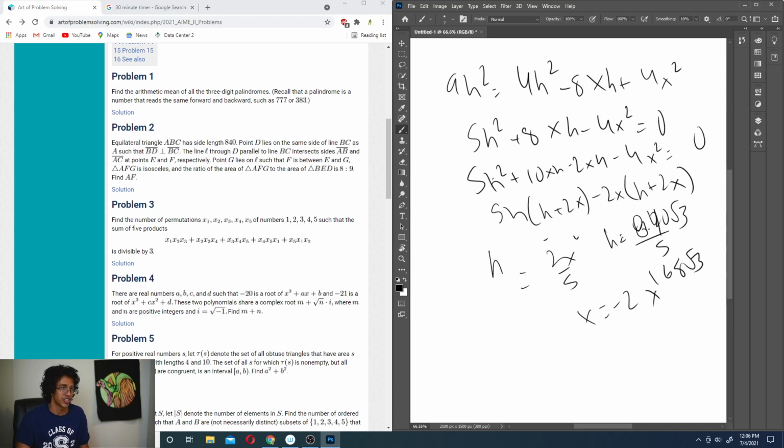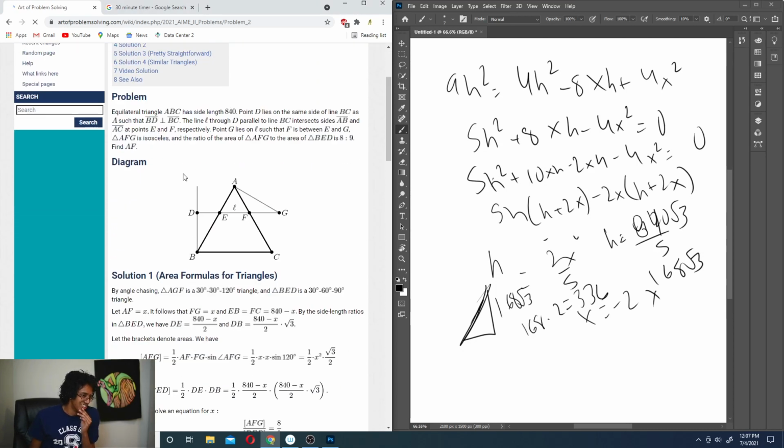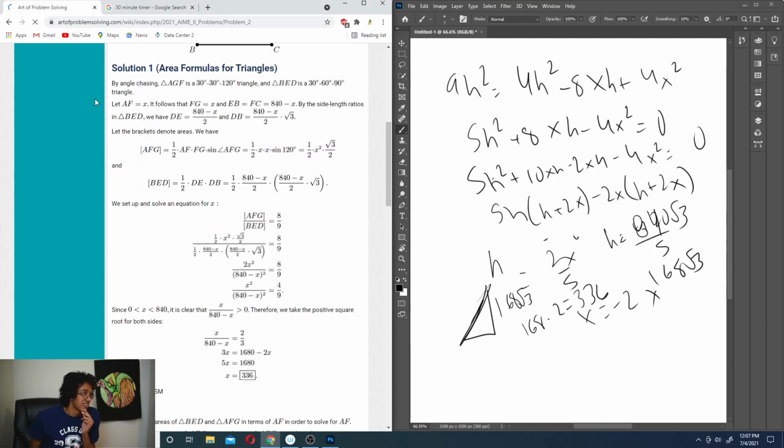Okay, so essentially we got the height, and then we want to find AF, right? So this is 168 root 3. That means that this is just divided by 168 times 2, and that is equal to 336. Let's go. Very nice. Okay, that was kind of bashy, but it's okay. Is that right? Yes, let's go.